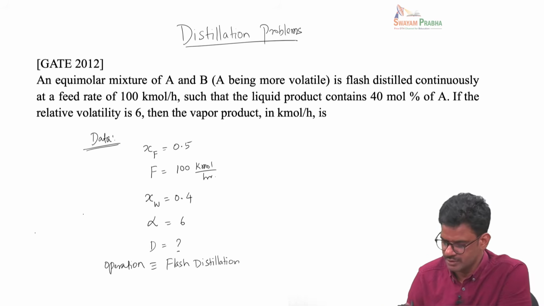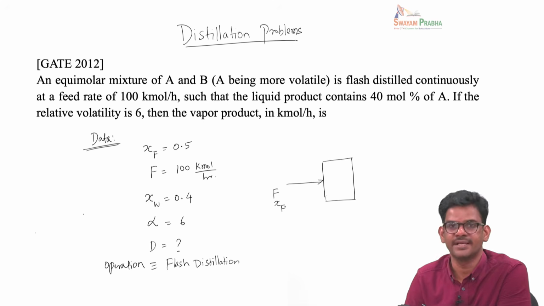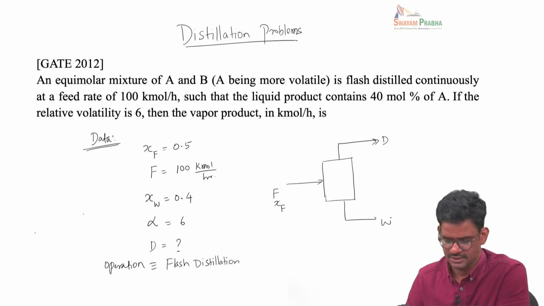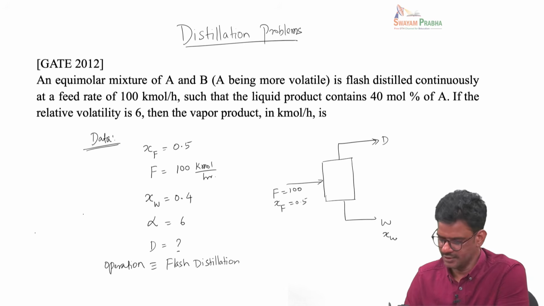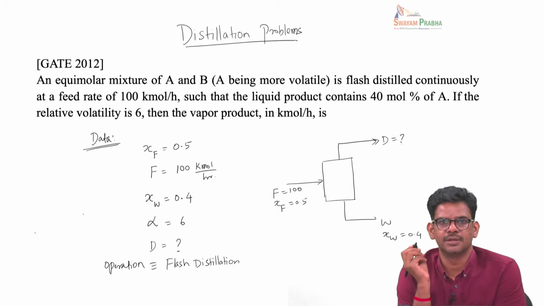We can probably draw a small schematic here to represent this operation. So feed F with composition XF is continuously flashed. This is the distillate and this is the residue, and here XF is 0.5, F is 100 kilomole per hour, here XW is 0.4, and we need to find D.